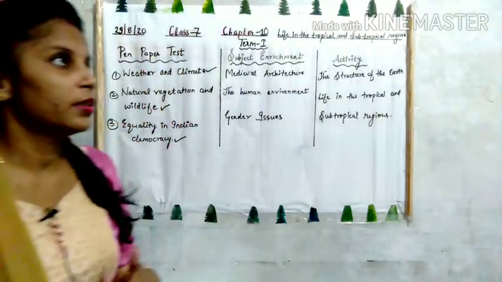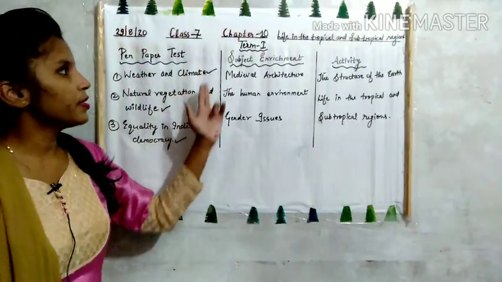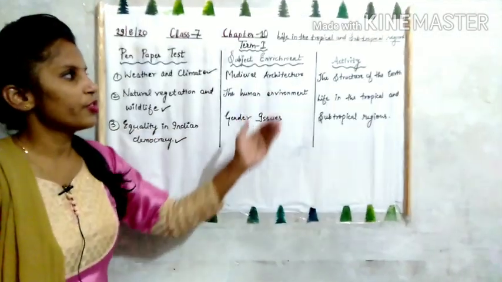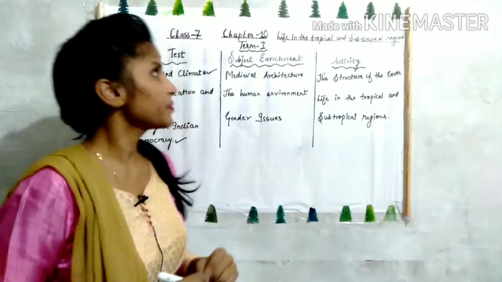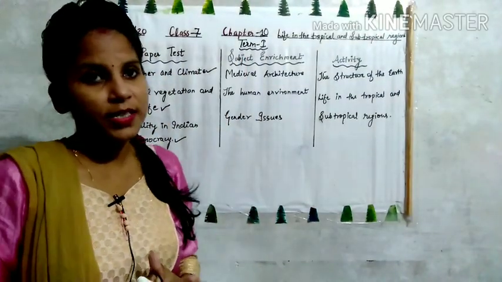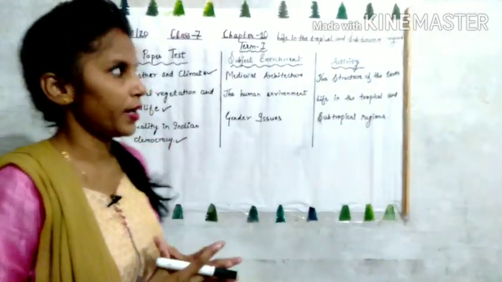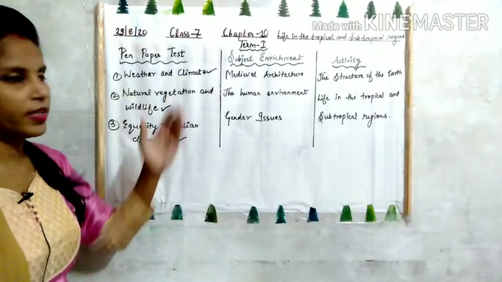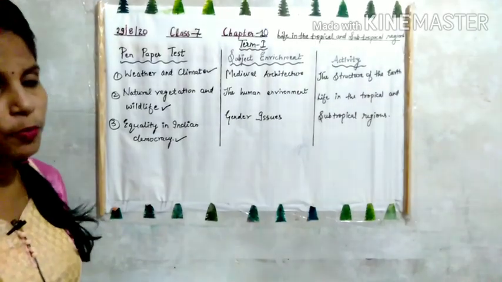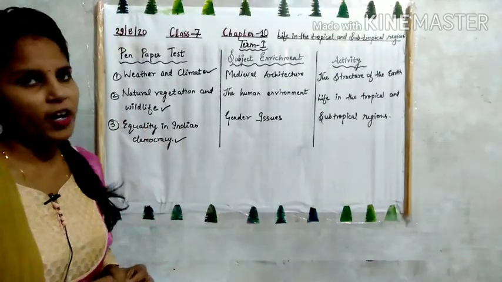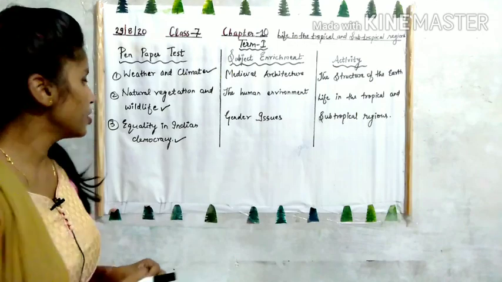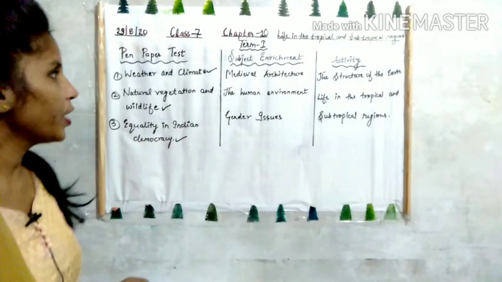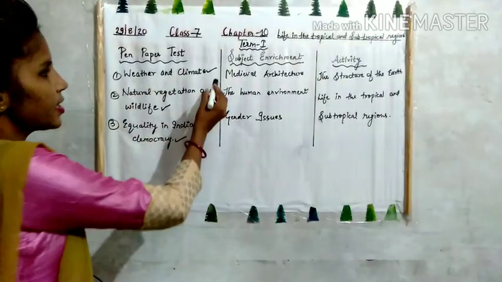Okay, so see, your syllabus is divided into three parts, that is pen paper test, subject enrichment and activity, right? Now here we are discussing the chapters of term 1. So for the pen paper test chapters, there are three chapters. First one is weather and climate, that is from geography portion. Then natural vegetation and wildlife, that is also from geography portion, and equality in Indian democracy, that is from civics. Okay, so these three chapters are done.